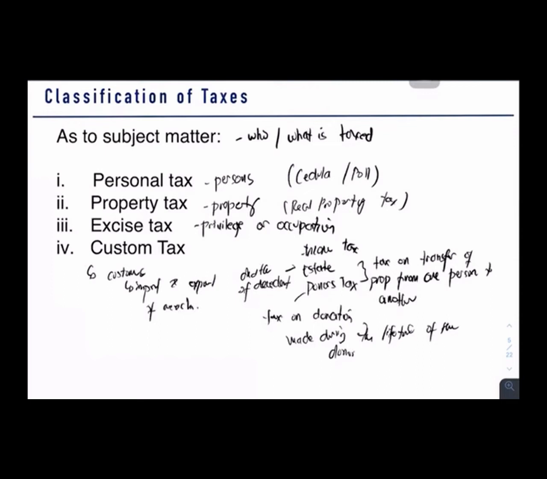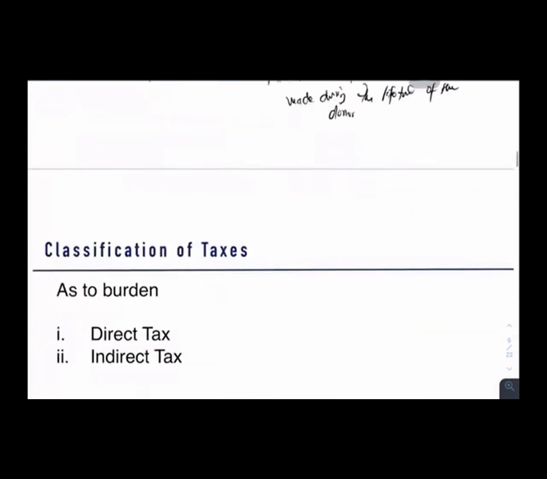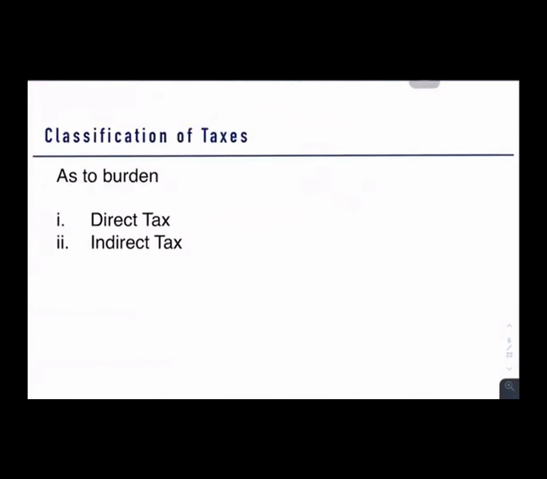Okay, so as to subject matter, we classify it on who or what is taxed. Personal tax, what is taxed? Persons. Property, property. Excise, privilege or occupation. Customs, the import or export of merchandise. Another classification of taxes is as to burden. So when we say as to burden, who actually pays the tax?